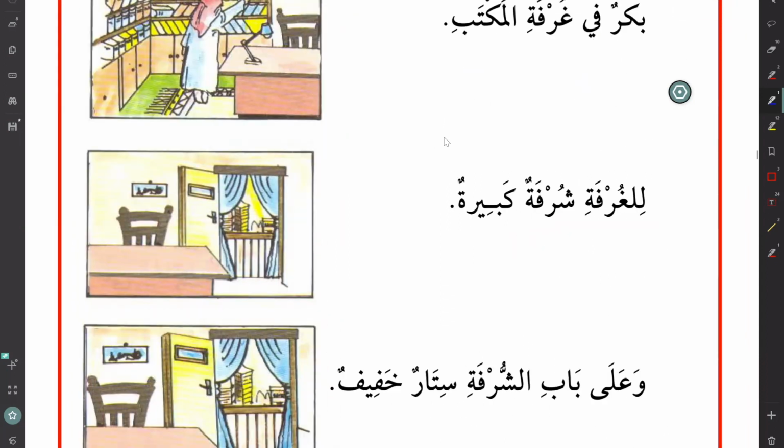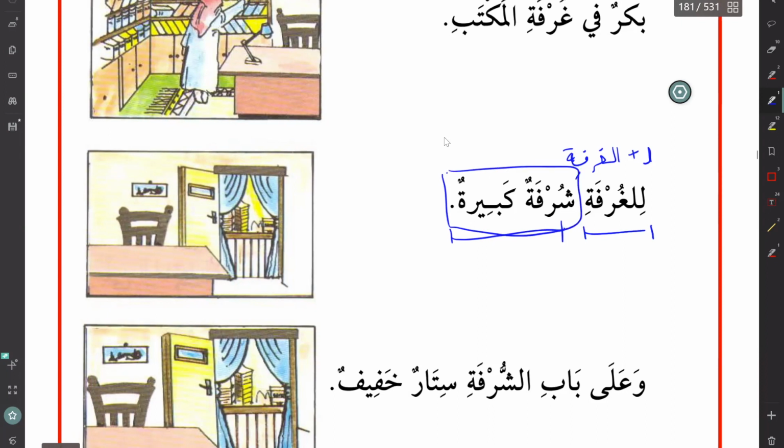In the next sentence, we have lil ghurfati shurfatun kabira. Remember here you have harful jarri and you have al ghurfa. Then it says shurfatun kabira. Shurfa is a balcony, right? We had this word before. If you look at this phrase carefully, you see everything is matching. You have ta marbuta, so feminine, and the case ending is matching. This is indefinite, and this is also indefinite. So this is your adjective phrase, and you translate it as a big balcony.